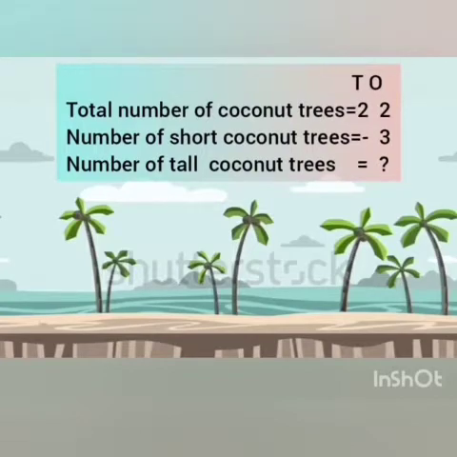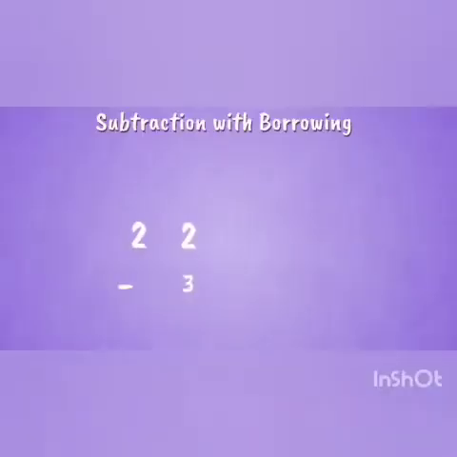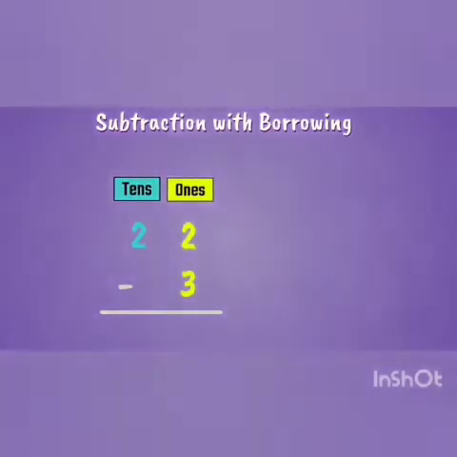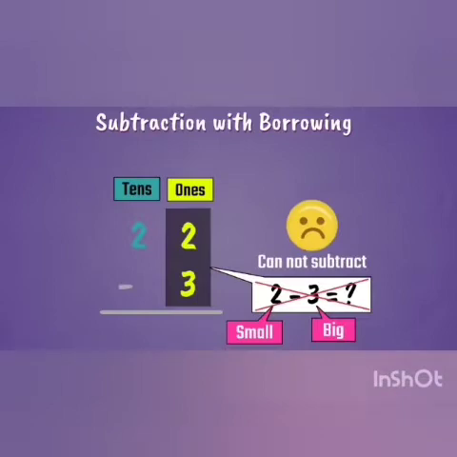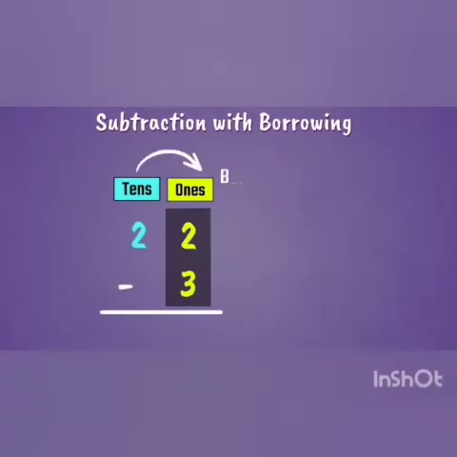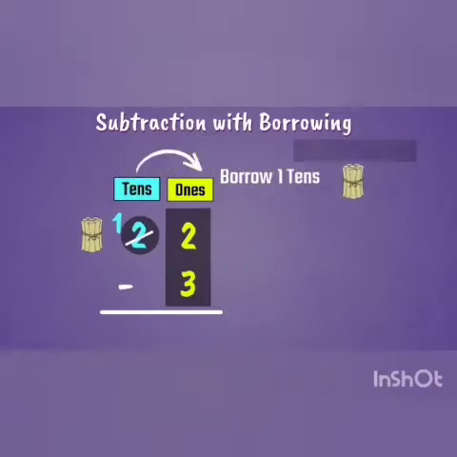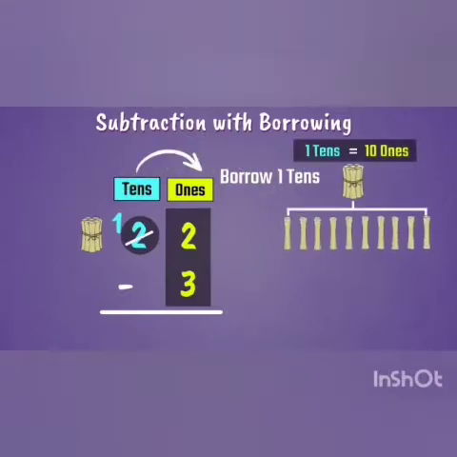So let us see the solution of this word problem. First of all, we will arrange both the numbers in ones and tens columns. Here at ones place we cannot subtract 3 from 2 because 2 is smaller than 3. So we will borrow 1 tens from tens column. So now 2 tens will become 1 and 1 tens that is borrowed will be regrouped as 10 ones. So now in ones column there will be 12 ones. And we will subtract 3 from 12 now.